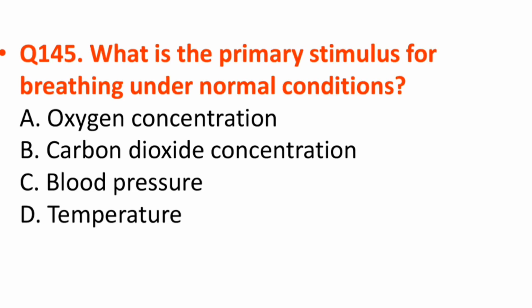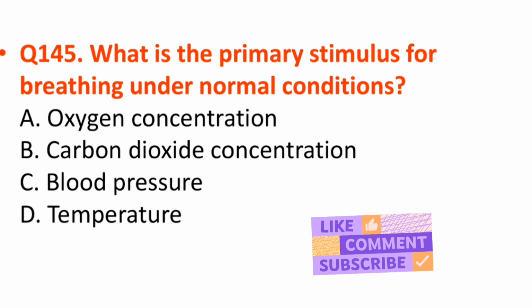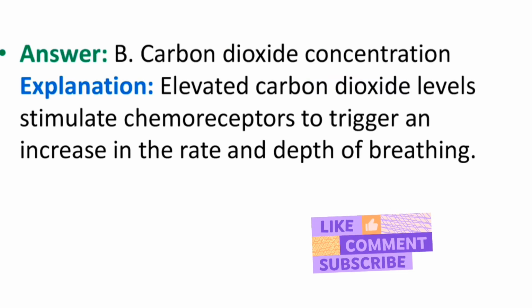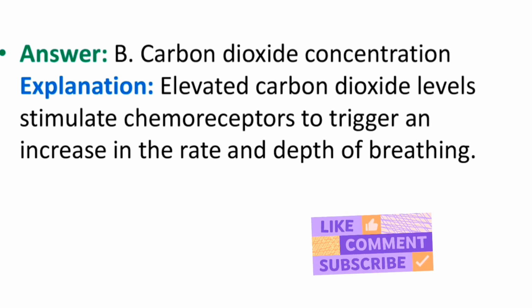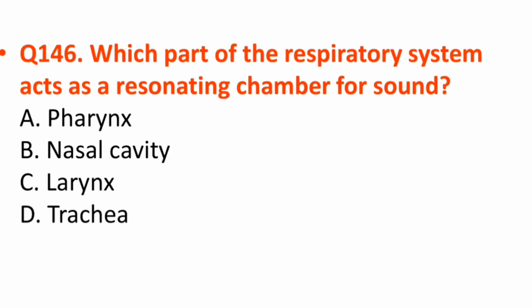What is the primary stimulus for breathing under normal conditions? Option A, oxygen concentration. Option B, carbon dioxide concentration. Option C, blood pressure. Option D, temperature. The correct answer is option B, carbon dioxide concentration. Elevated carbon dioxide levels stimulate chemoreceptors to trigger an increase in the rate and depth of breathing.